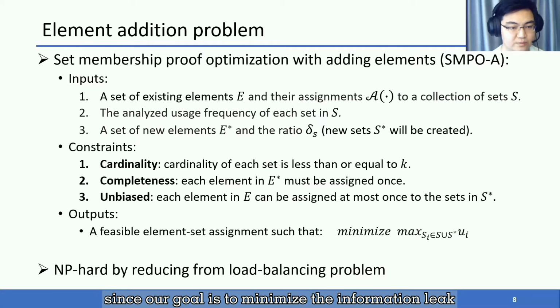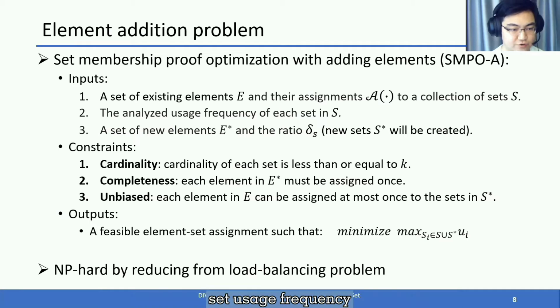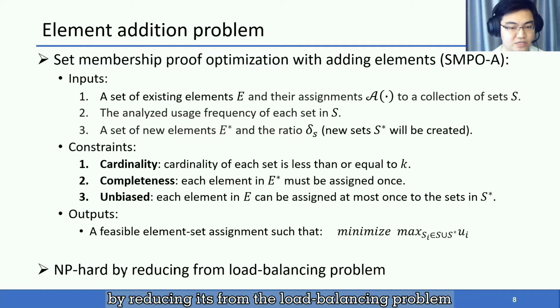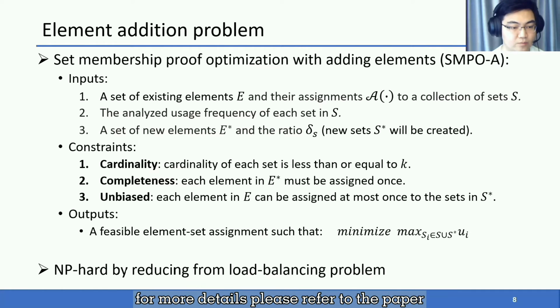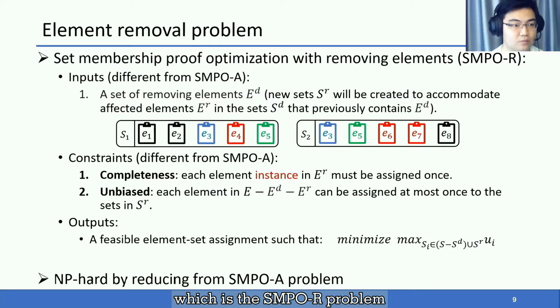Since our goal is to minimize the information leak computed by the entropy of set usage, it can also be converted to minimizing the maximum set usage frequency. Meanwhile, we prove the NP-hardness of the problem by reducing it from the load balancing problem. For more details, please refer to the paper. Besides, we also need to consider how to remove a batch of elements from existing sets, which is the SMPOR problem.